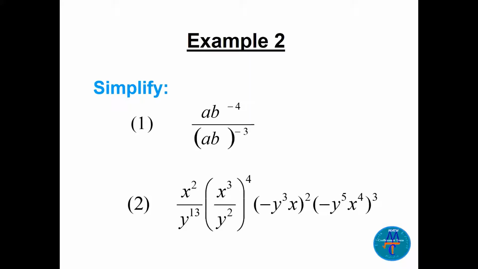AB to the power minus 4, all divided by AB all to the power minus 3. The first one for sure is easier than the second one. But you can try each, please. You can pause the video for some seconds and try this one. This is very simple. Number 1, I will show directly.